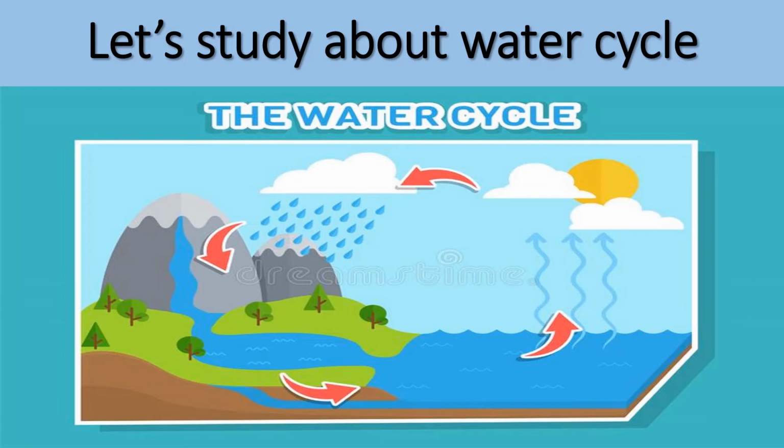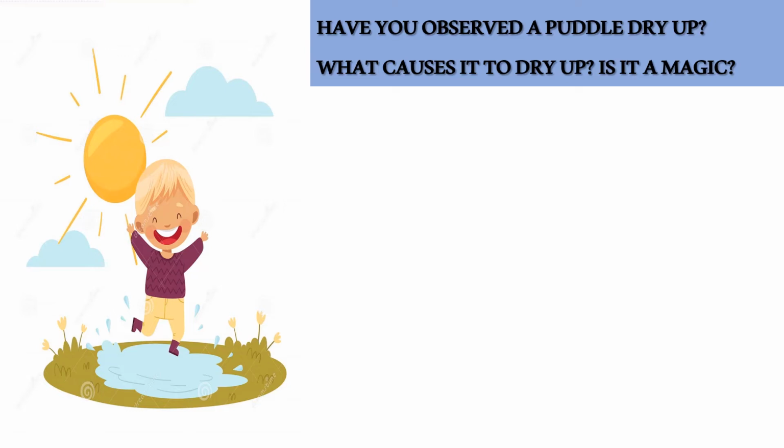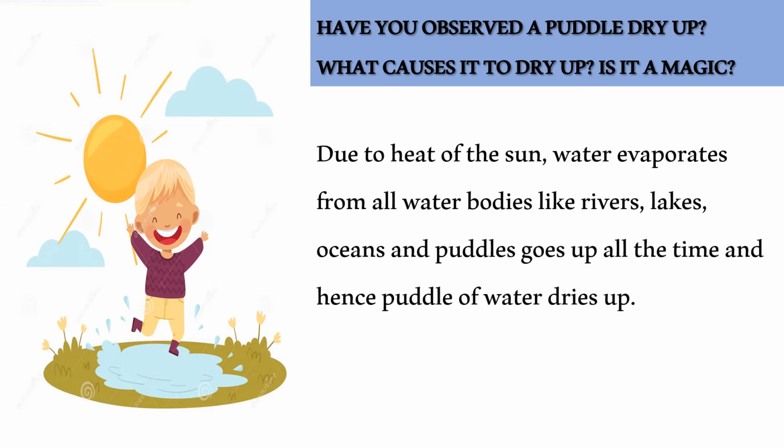Now let's study about water cycle. You must be thinking, why was I explaining the terms evaporation, condensation, precipitation? Because it is all related to water cycle. Have you observed a puddle dry up? What causes it to dry up? Is it magic? You can see there's a boy who's playing in the puddle and there's the sun shining in the sky. When the puddle dries up, what happens? Due to the heat of the sun, water evaporates from all water bodies like rivers, lakes, oceans, puddles, and it goes up all the time. Hence, the puddle of water dries up.